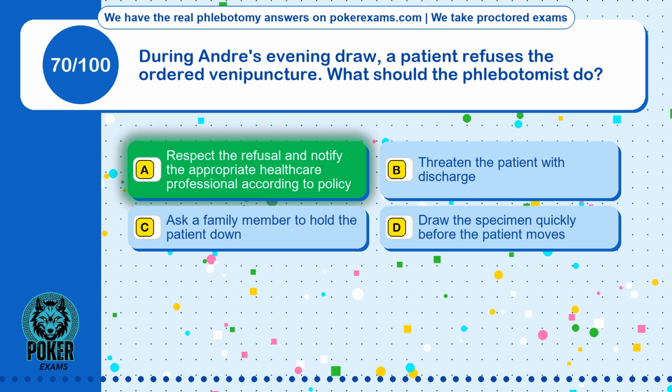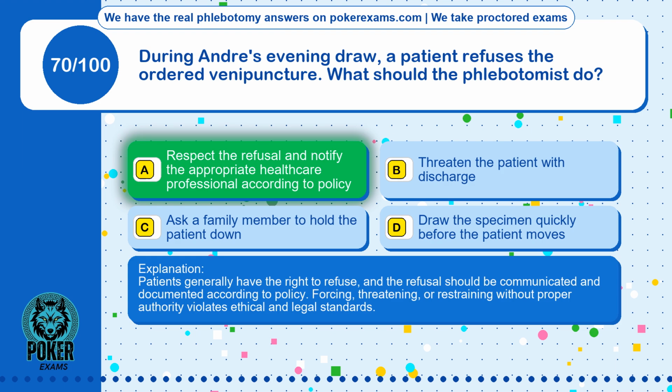The correct answer is option A. Respect the refusal and notify the appropriate healthcare professional according to policy. Patients generally have the right to refuse, and the refusal should be communicated and documented according to policy. Forcing, threatening, or restraining without proper authority violates ethical and legal standards.